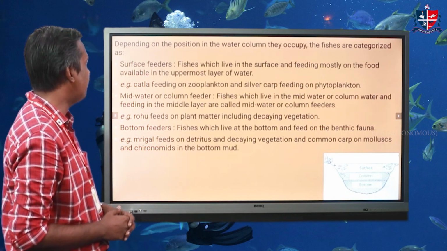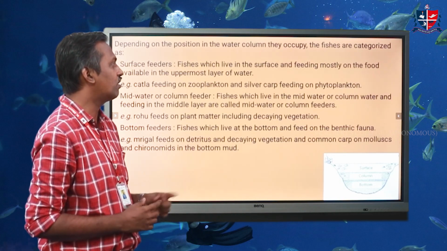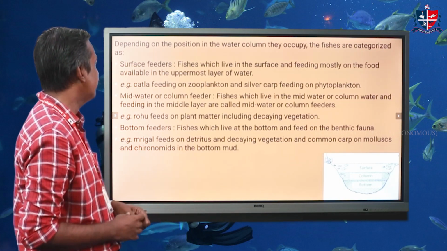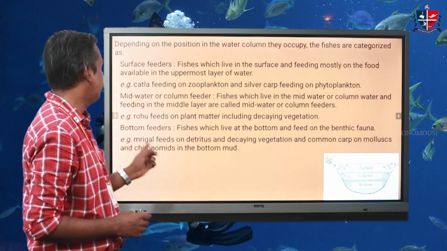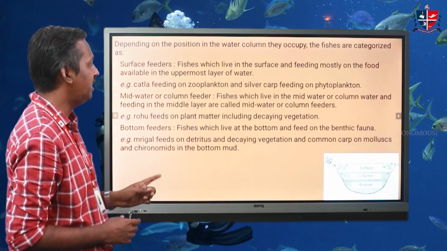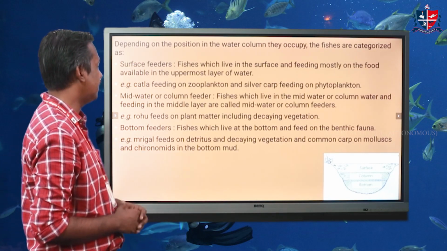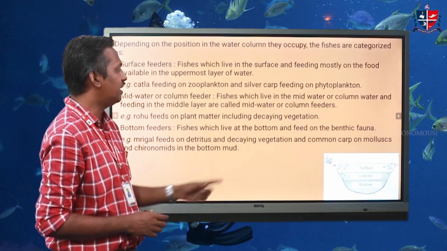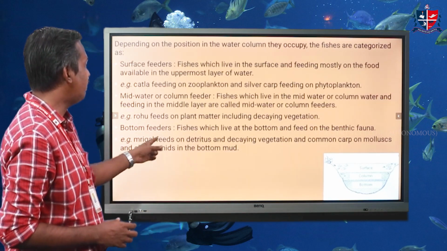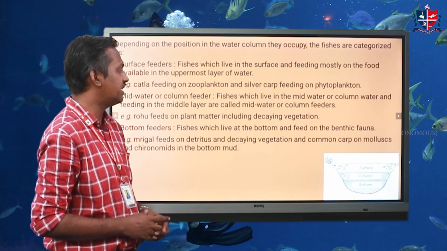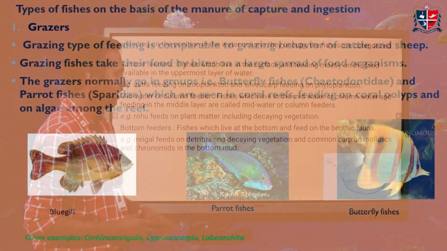The second one is midwater or column feeder. Fishes which live in the midwater or water column and feed in the middle layer are called midwater or column feeders. The rohu feeds on plant matter including decaying vegetation. The third one is bottom feeder. Fishes which live at the bottom and feed on benthic fauna are called bottom feeders. The mrigal feeds on detritus and decaying vegetation, and common carp feed on mollusks and chironomus in the bottom mud.